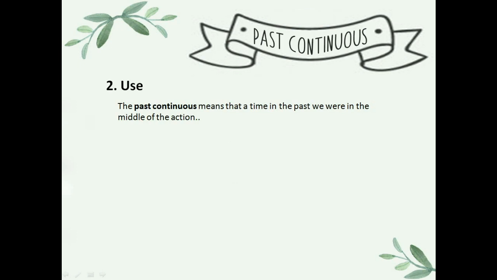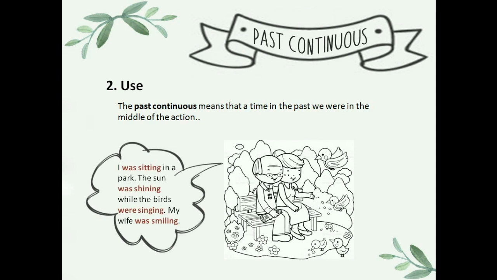And when do we use the past continuous? The past continuous means that at a time in the past we were in the middle of the action. Like here, this man is in a park with his wife and he was thinking about it. Look at his thoughts. I was sitting in a park. The sun was shining while the birds were singing. My wife was smiling, so he was in the middle of the action. Now, normally there are some words which are associated with the past continuous, and these words are while and as.